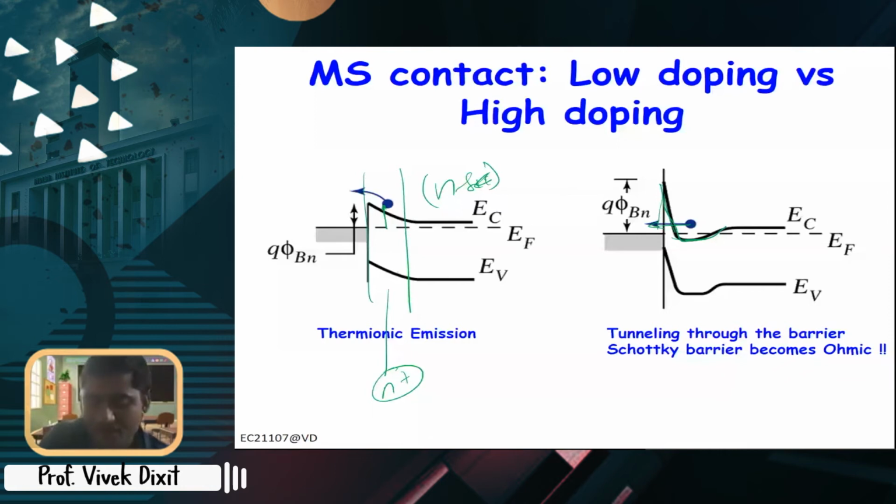Whether you apply forward bias or reverse bias, electrons can move through on both sides, and the mechanism will, of course, be tunneling. So that will require very high doping concentration. That way you can make ohmic contact with n-type or p-type. For n-type you will have n plus doping here. For p-type we will have p plus doping at the metal junction. So that will give us an ohmic contact.